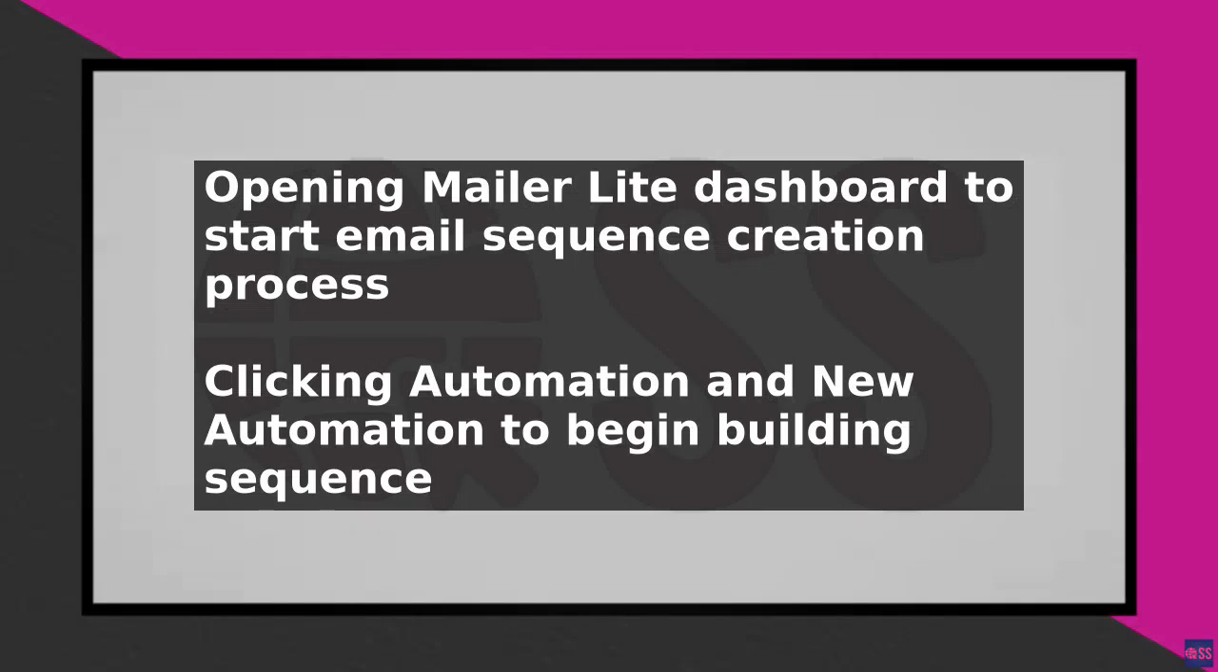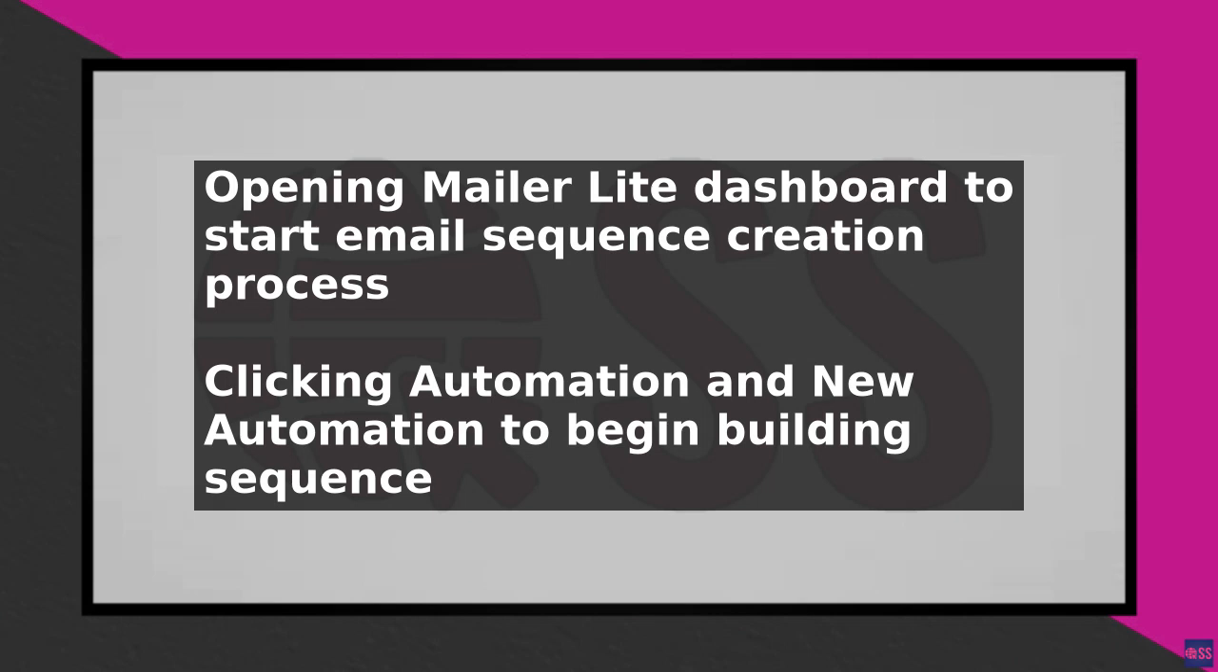To create an email sequence in Mailerlite, start by opening your dashboard. If you don't have an account, you can sign up for a 30-day free trial without needing a credit card. Once in your dashboard, click on Automation and then New Automation in the top right corner.